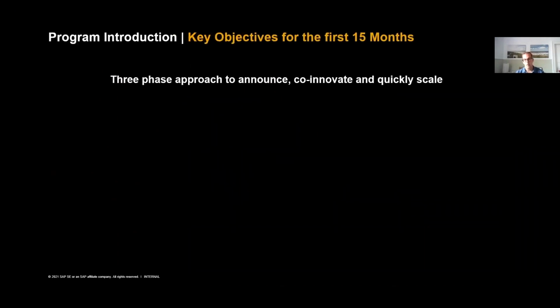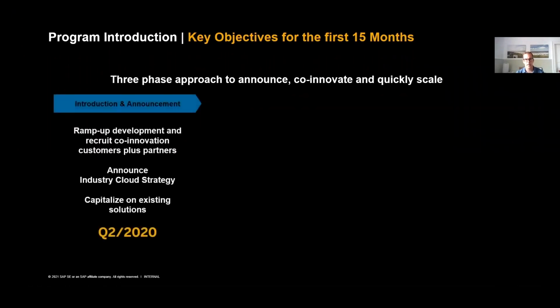Now, as we are almost 1.5 years in the race, let me also reflect a little bit on what we have done and how we tackled the whole thing. Because at the beginning, in Q2 2020, we had to really introduce the Industry Cloud program. We knew that based on the strategy announcement, a lot of pull would be generated. And we really had all hands on deck to ramp up development, recruit co-innovation customers and partners for the initial industries. And we did the announcement of the Industry Cloud strategy, and we capitalized on existing solutions.